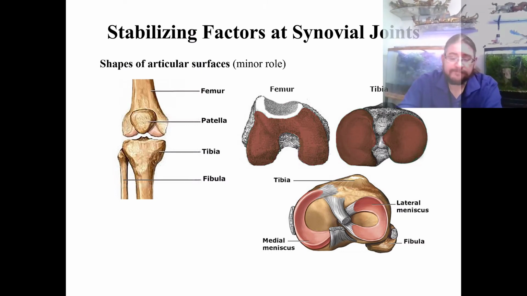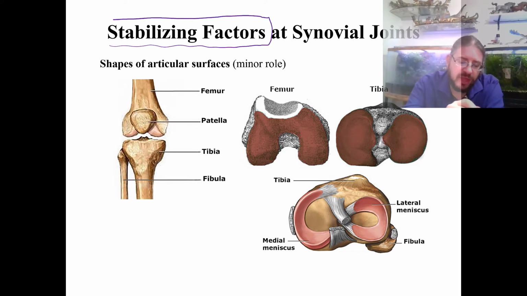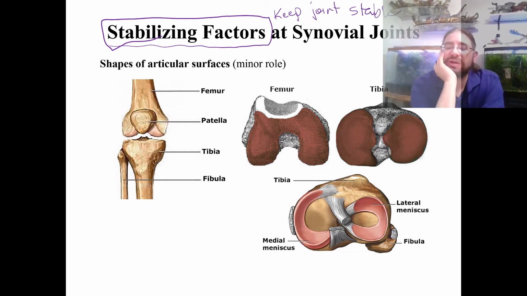Okay. So when it comes to stabilizing factors in synovial joints, so factors that keep a joint stable. I know this is a weird thing to write, but whatever. These are factors that keep the joint stable. The shape of the articular surface itself plays a minor role.